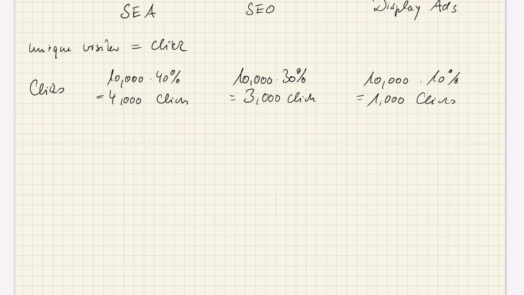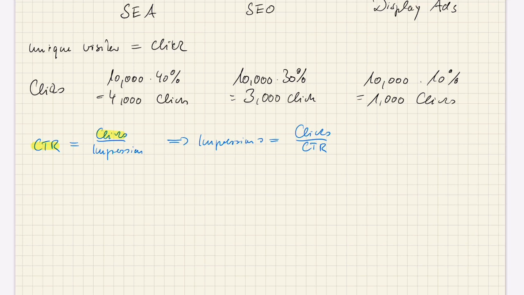Now we would like to see how many impressions we do have. So how can we calculate this? We do have the CTR, and we know the CTR is defined as clicks per impression. Now we do have clicks and we do have the CTR, so we have to change this equation as follows. Impressions is the same as clicks divided by CTR.